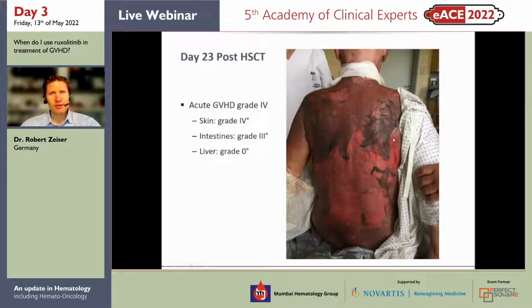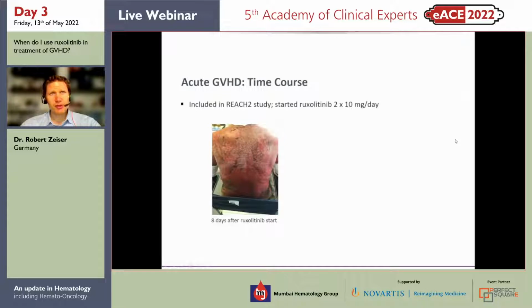Here you can see the skin graft-versus-host disease of this patient that developed already on day 23 after transplant. You can imagine that this is a terrible condition where the skin is peeling off, and that's of course also painful and makes the patient highly susceptible to infections. This patient was included in the REACH trial and randomized in the ruxolitinib arm.